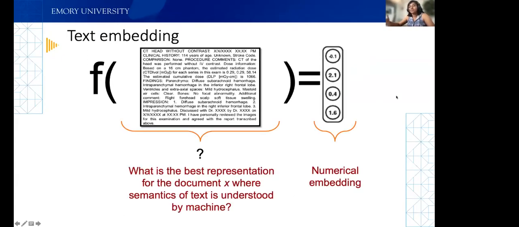But then the question comes in: what is the best representation for the documents so that we can capture the semantics of the text, so that the machine understands the semantics properly? And this is not an easy task. There is a lot of research that has been done in that particular area to create a semantic representation of the clinical text, or even the semantic representation of natural language.